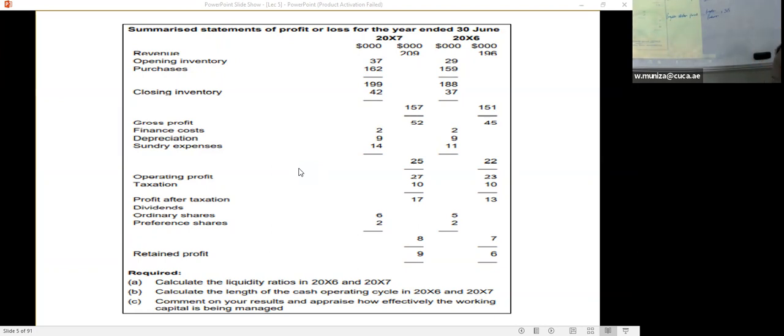Okay, and how much cost of sales are there? Sorry, I have taken the figures of 2007. So cost of sales for 2007 are 157. And for 2006, inventory is 37 plus 29, divided by 2, whereas cost of sales are 151. Multiply by 365. Can you please tell me the answer for 2007? How much is it? 92 days. And for 2006?